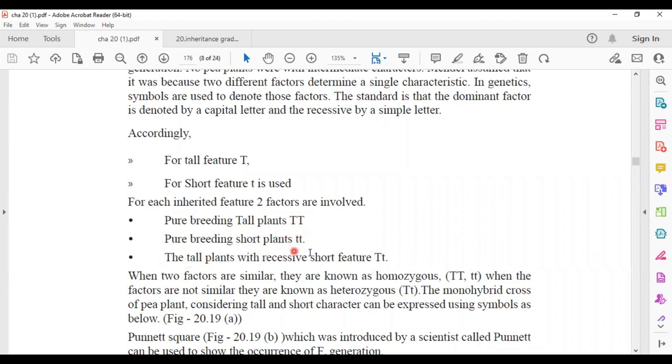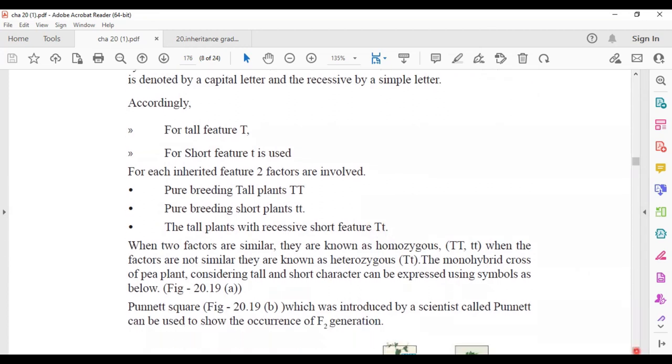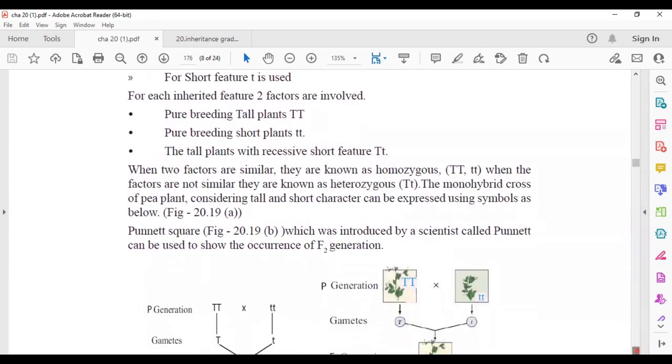And the tall plants with the recessive short feature, that's the recessive short feature. In the next generation, we can see the tall plants, if they are interbred, that means if they do self-pollination between these plants, then in the next generation, we can see the short plants also. This is the way of symbolizing the tall plants with the recessive short feature. Anyway, when we are looking at this from outside, we can see this plant as a tall one. But there's the hidden short feature also. It's a hidden one. We can't see it.